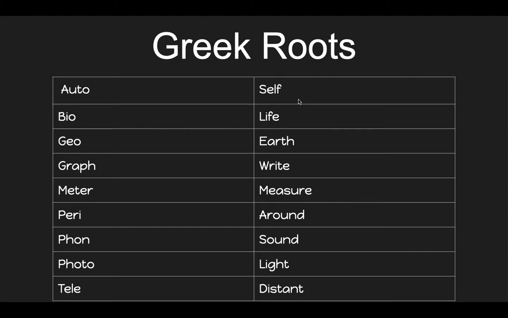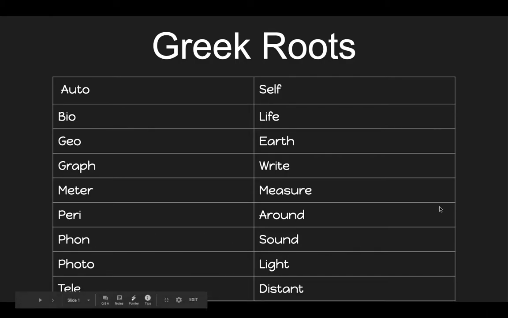So the first root is auto. Auto means self. Then we have bio. Bio means life. Geo means earth. Graph means write. Meter means measure. Peri means around. Phone means sound. Photo means light. And tele means distant.